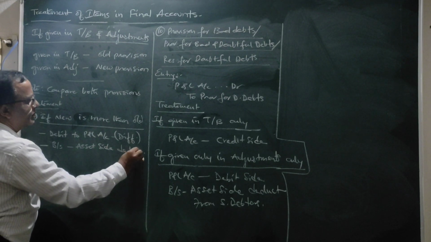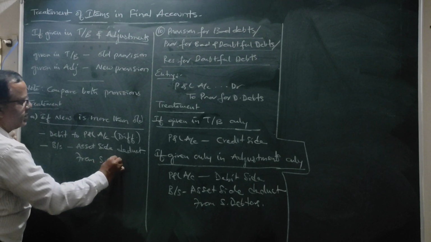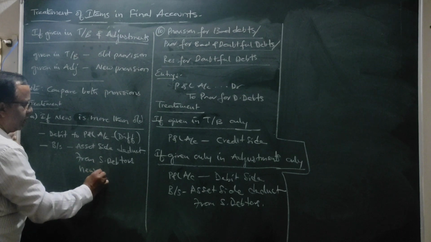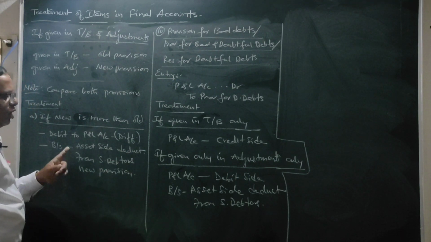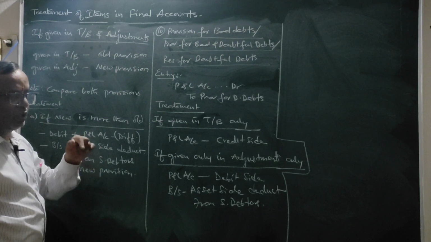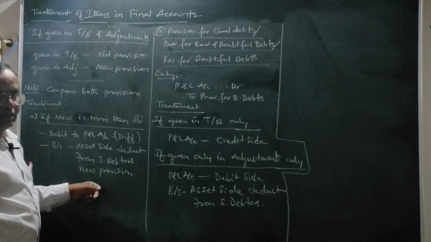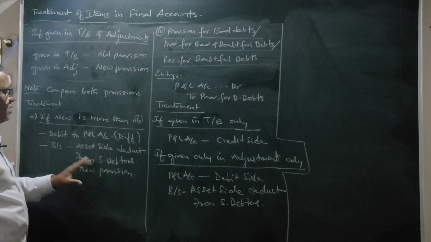Deduct from sundry debtors. What are you going to deduct? The new provision. New provision means the one which is given in adjustments. Always remember, from the sundry debtors you are going to deduct only the new provision, the one which is given in adjustments only. The one which is given in the trial balance you are not going to deduct. So this is the treatment.